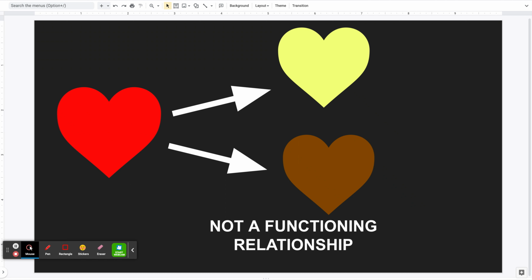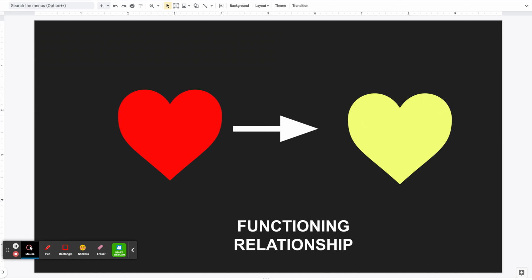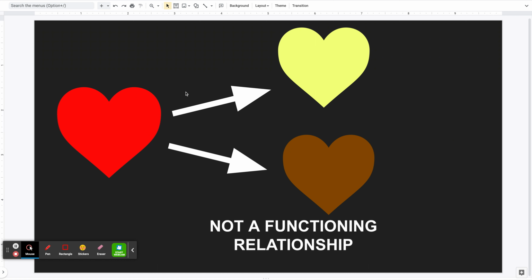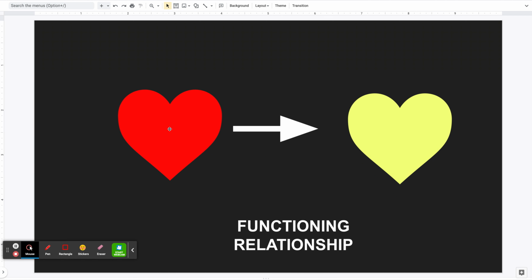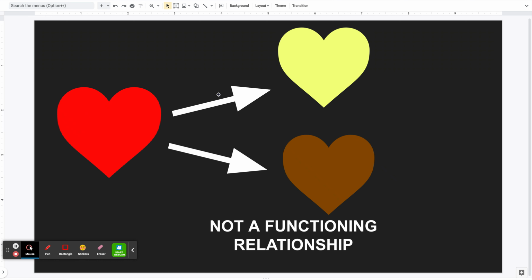And so, this same idea is exactly what we're going to be looking for in math class. We're either going to see functioning relationships where there's one going to another, or we're going to see non-functioning relationships where there's one going to two others. In this case, two other hearts. But keep in mind, we're going to be seeing this as an x to one y. So if this heart was an x, there is one y for it. For every x, there's one y. Here, for every x, there's more than one y. No good. That is not what we want.